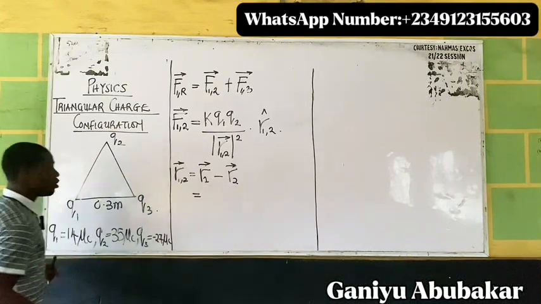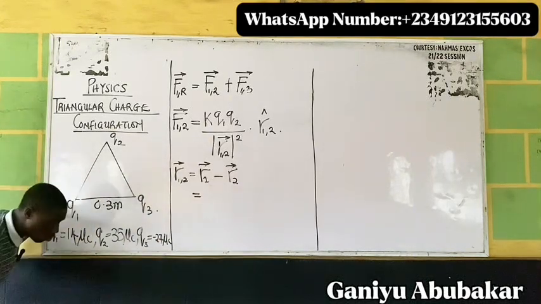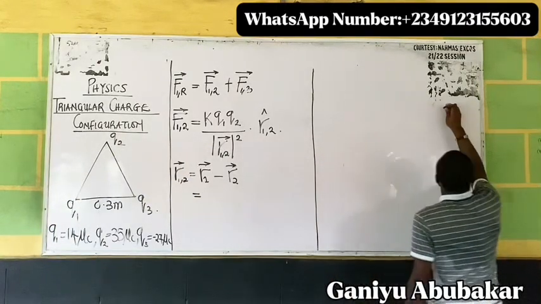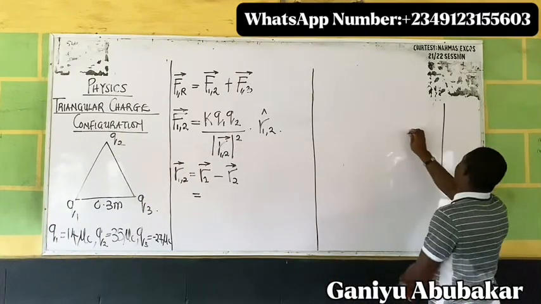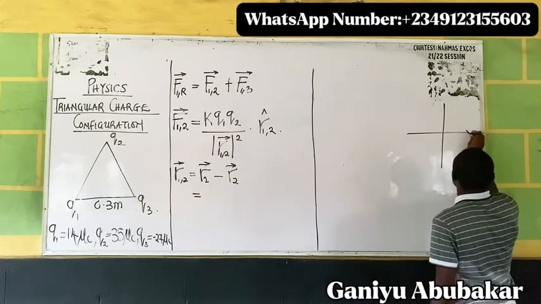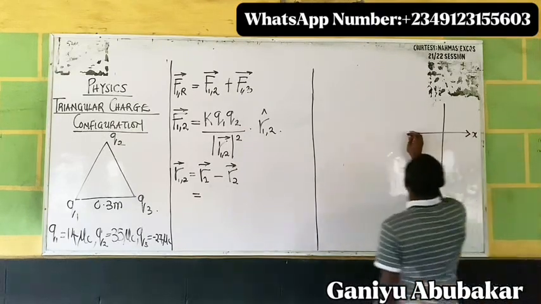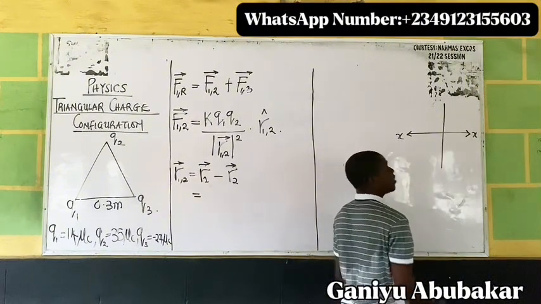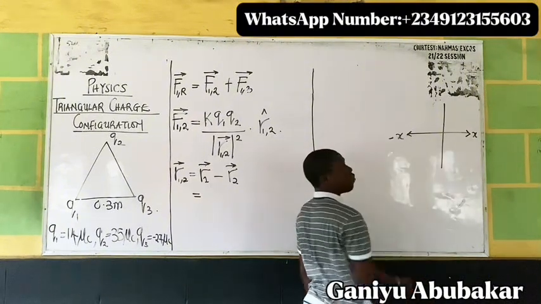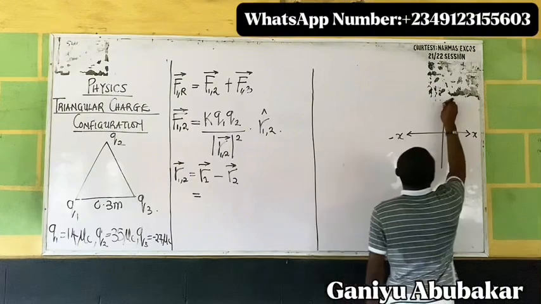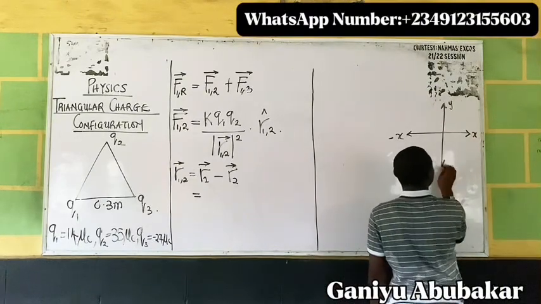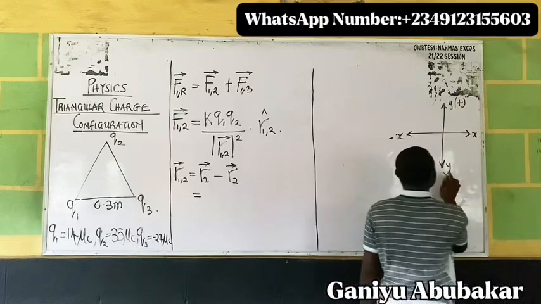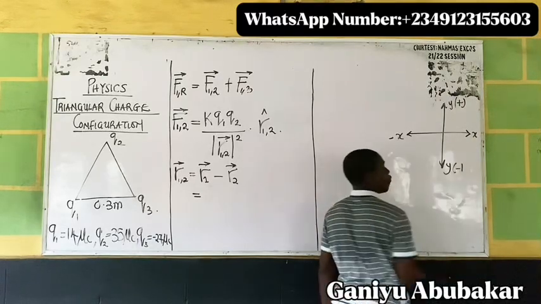Now look up, please. Listen. We said when it comes to the Cartesian coordinate, if I have x here, here is positive x, here is negative x. Similarly, I have y here: here is positive y, and here becomes negative y.